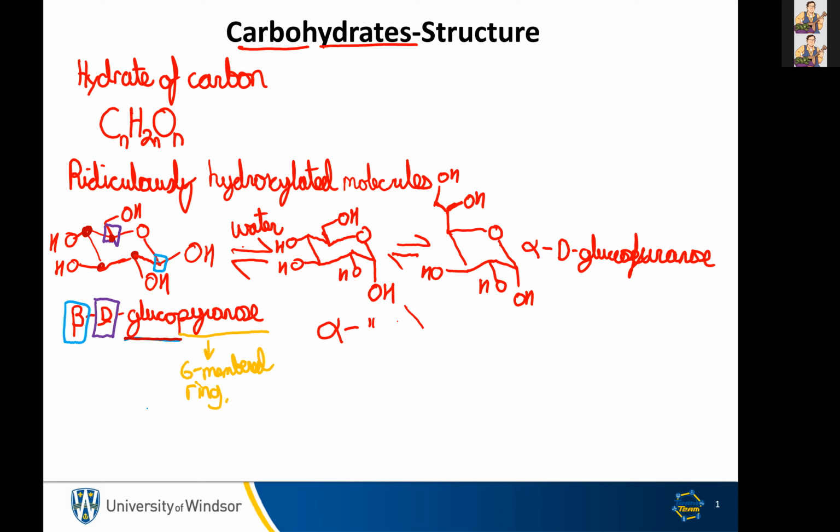This interconverts, they all interconvert, I'm just drawing arrows like this. Well, if we can get an alpha furanose, it shouldn't surprise us that we can get a beta furanose.